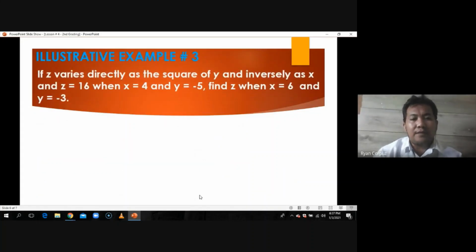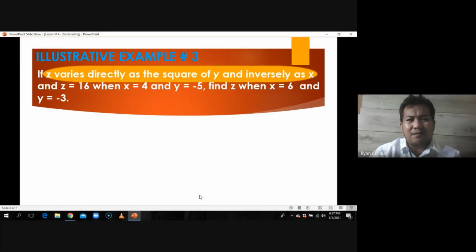Example number 3, so the problem is, if z varies directly as the square of y and inversely as x, and z is equal to 16 when x is equal to 4 and y is equal to negative 5, find z when x is 6 and y is equal to negative 3. So a combination again of direct square variation and inverse variation. So the statement of variation there is z varies directly as the square of y and inversely as x.